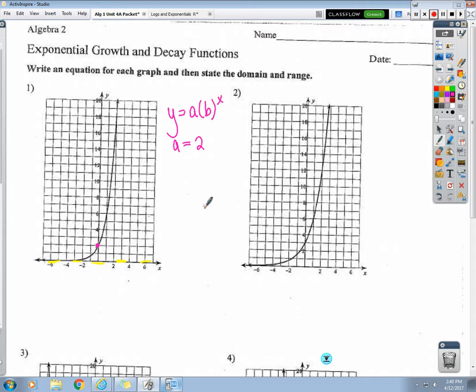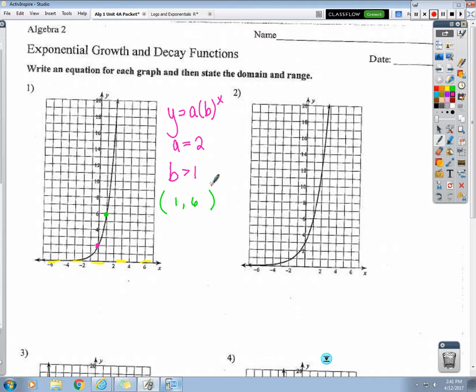Now, we don't know b yet, but we know something about it. What do we know about the b value? Just by looking at the picture. It's going to be greater than 1 because it's a growth. Okay, but to find out exactly what the b value is, you have to pick a point. If I follow this curve up, we don't want to use the same point as the y-intercept. So the next nice point we get to is right here, correct? And what are the coordinates of that point? 1, 6.